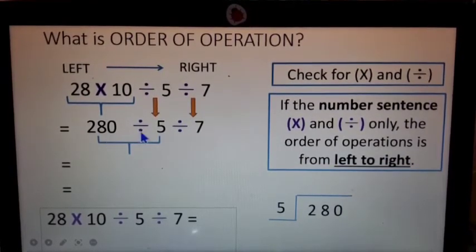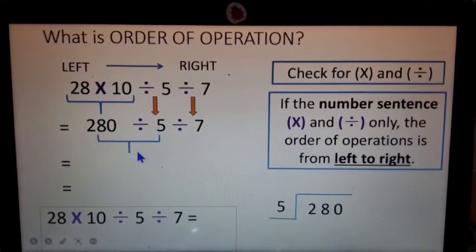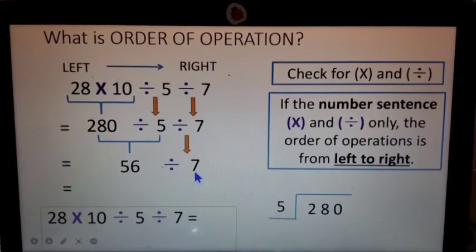Okay. So 280 divided by 5. So you can show your working. And you got 56. Alright. And next, I bring down the next operation, which is divide by 7. So from left, 56 divided by 7 equals 8.